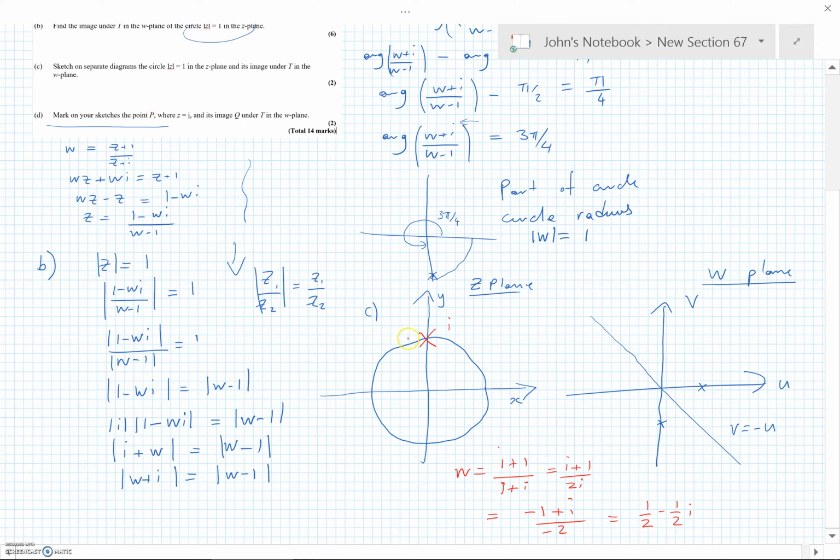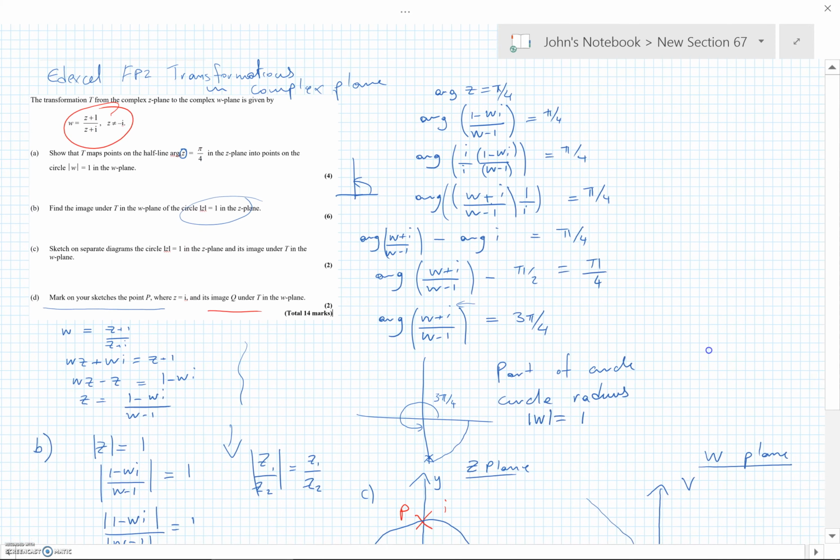Mark the point P. Let's do what it says. Point P, and then it says image Q under the transformation is going to come somewhere like that. That's our Q, which is at half minus half i, which is represented by Q in the W plane. So Q is equal to half minus half i. So there we have it.